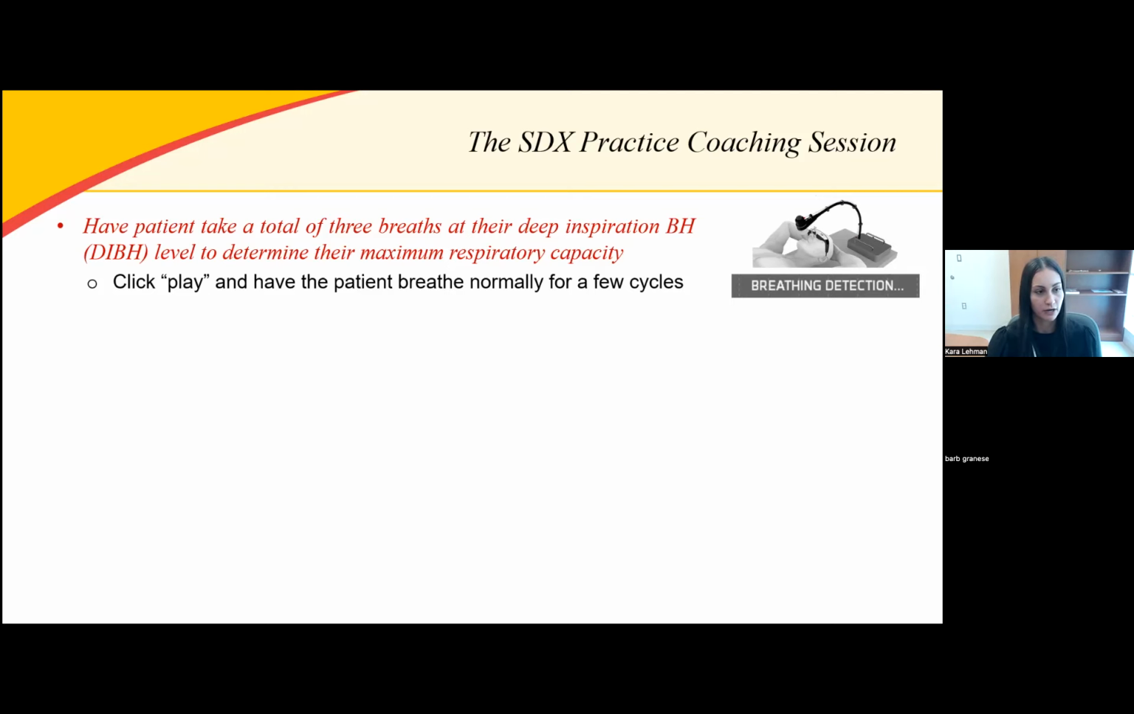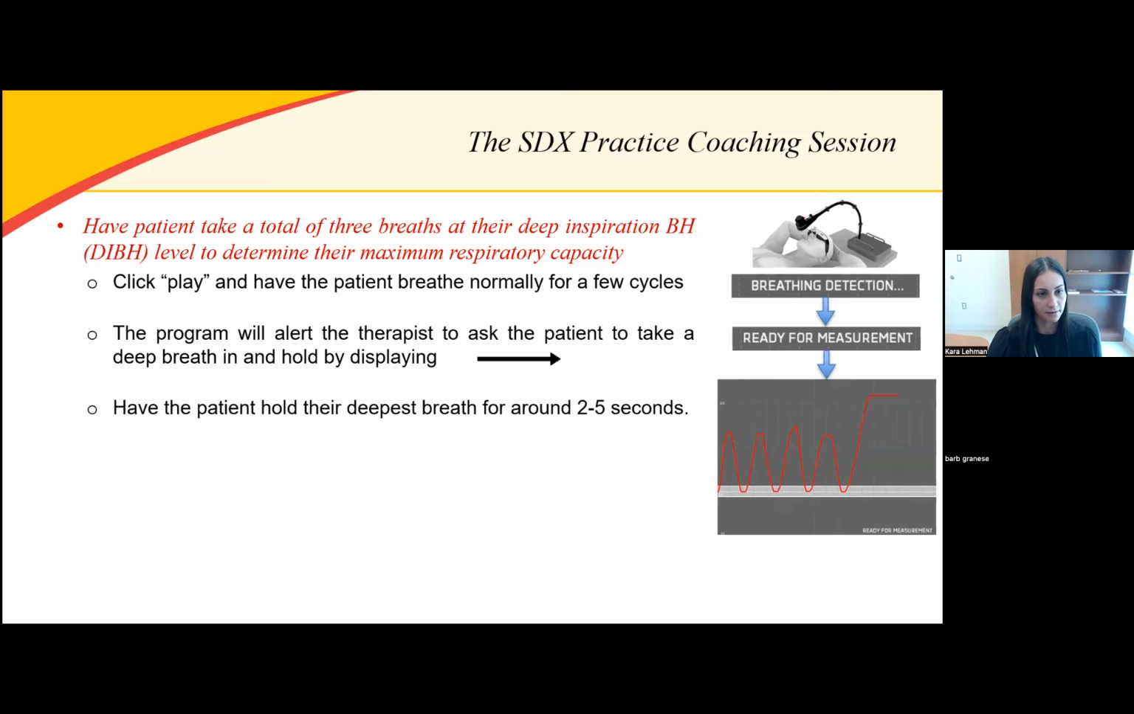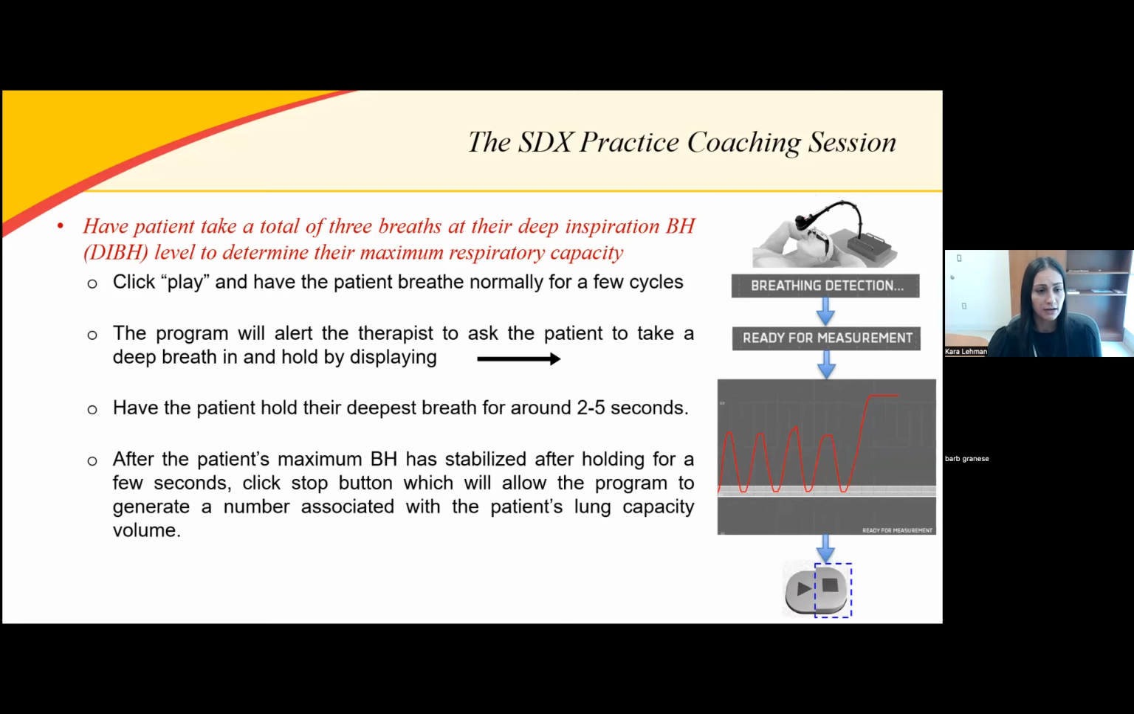But when the SDX program is ready, the program will alert the therapist by displaying this text box that says "ready for measurement." Then you can tell the patient to take their deepest breath in that they can and have them hold for about 2 to 5 seconds. Then you can hit the stop button, and this will allow the program to generate a value associated with the patient's maximum lung capacity. Then you just want to repeat this process 3 times to get an average of the patient's maximum breath hold.